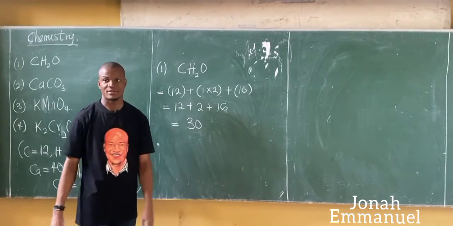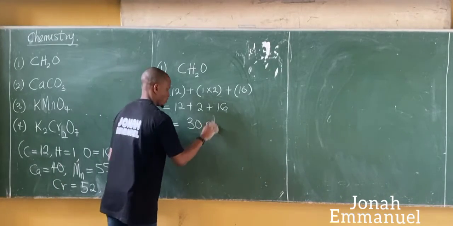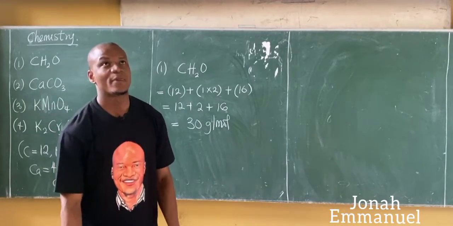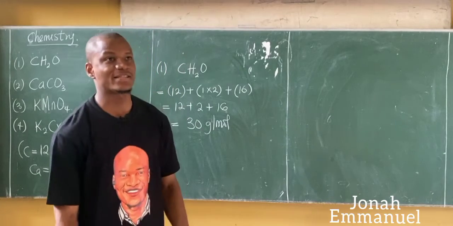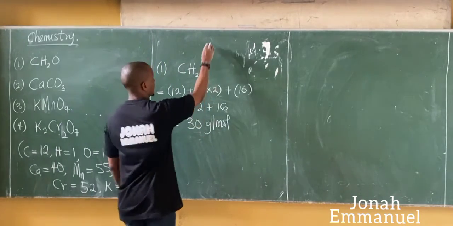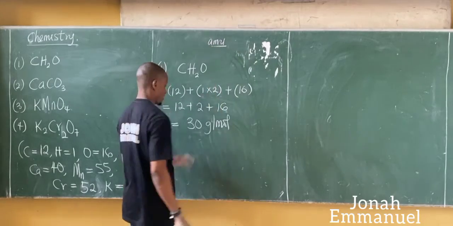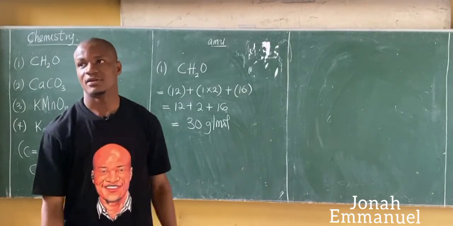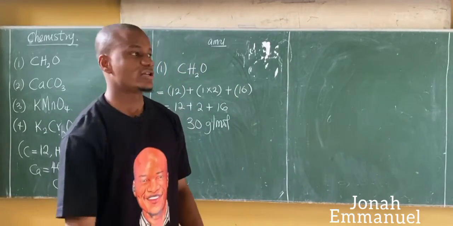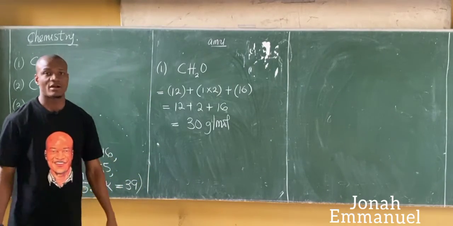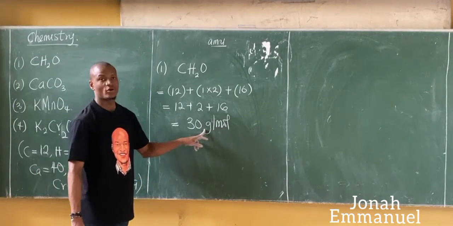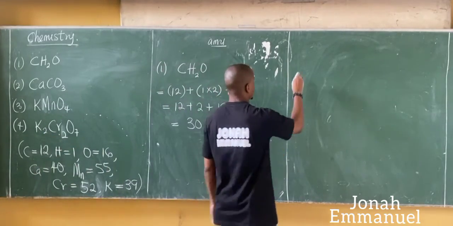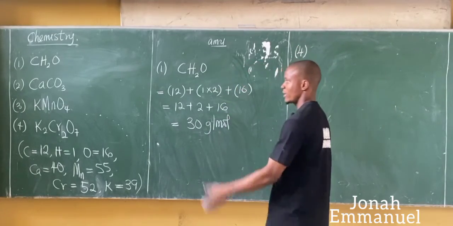What's the unit for this molecular mass? Gram per mole. It's actually 30 gram per mole. In higher institutions, we call it AMU, which means atomic mass units, but that's in the tertiary concept. So the unit for relative molecular mass is gram per mole. I'll do number 4, so you try out 2 and 3.